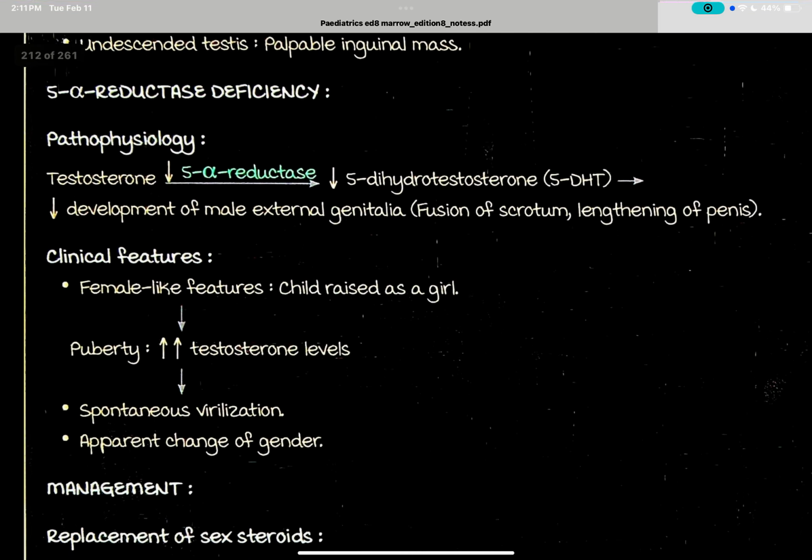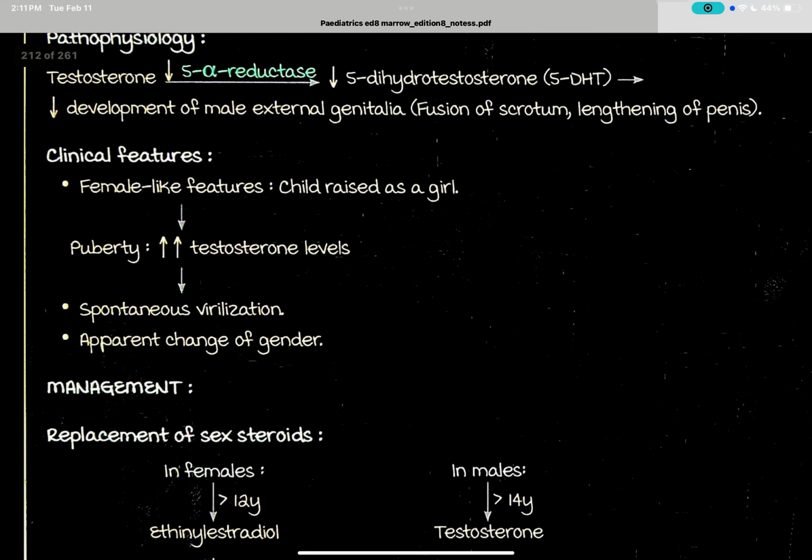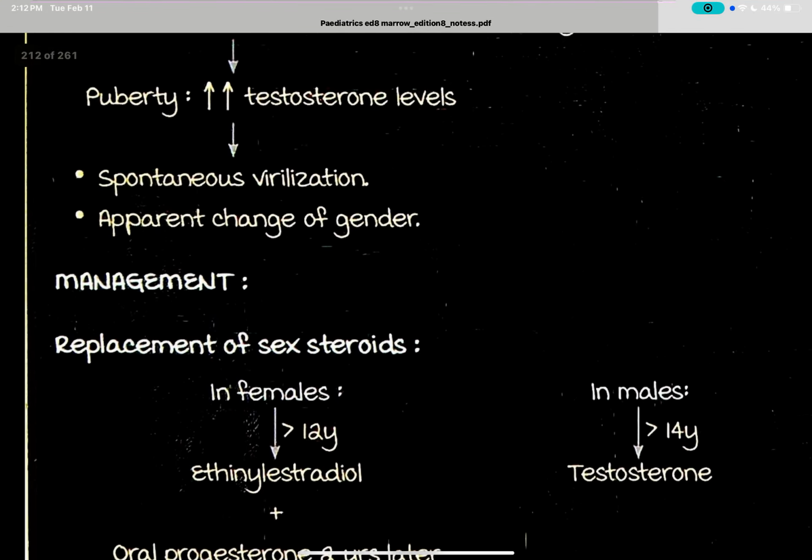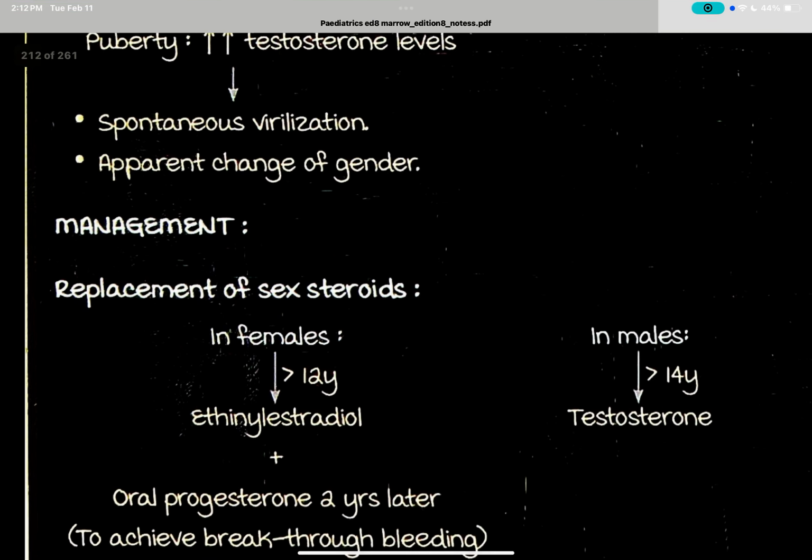5-alpha reductase deficiency, pathophysiology: testosterone is acted on by 5-alpha reductase to make 5-dihydrotestosterone. When this is reduced, it results in decreased development of male external genitalia, with fusion of the scrotum and lengthening of the penis affected. Clinical features: female-like features, and the child is raised as a girl. At puberty, with increased testosterone levels, spontaneous virilization occurs, with apparent change of gender.